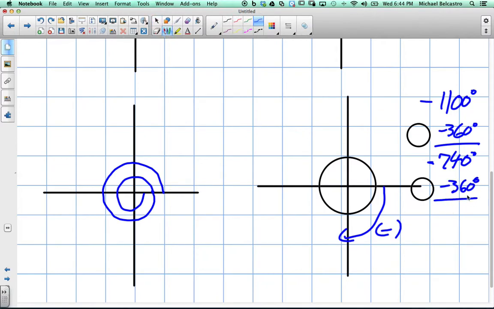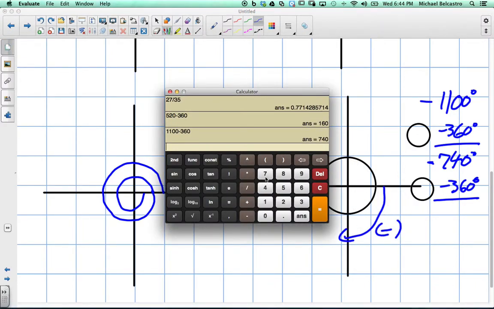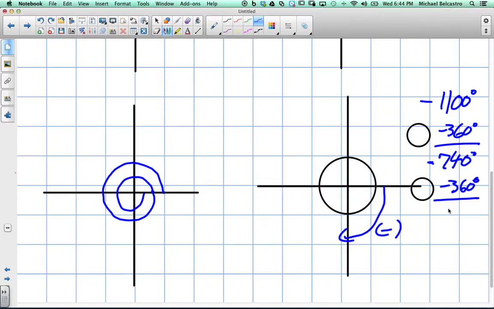Again, we're going to ignore the operational signs, because technically, if we're subtracting negative 360 from it, it's like adding it. But the absolute value is what's really important to us. So 740, and we're subtracting another full rotation. So we're left at 380, or negative direction of 380.